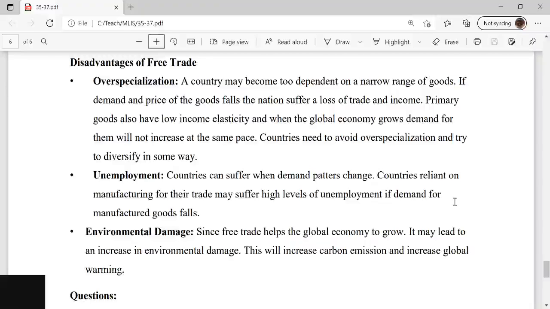Then there will be environmental damage, because as we are producing more, you'll have lots of environmental pollution. Have you ever been to the Buriganga River? You'll see black water instead of crystal clear water. Why? In most cases, all the waste from these factories is dumped in this river, and this causes environmental damage.